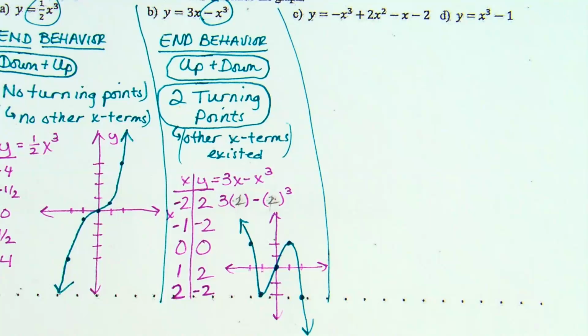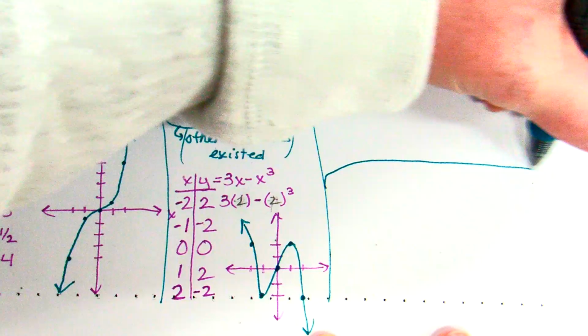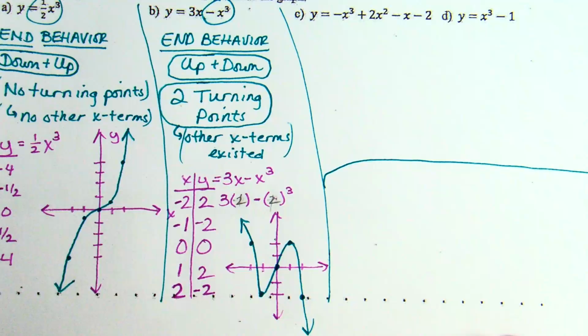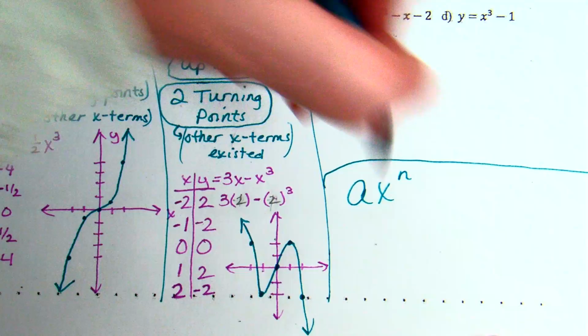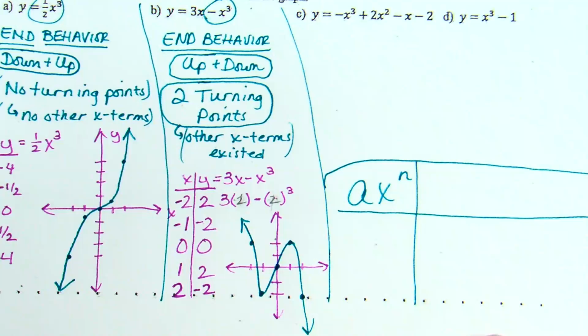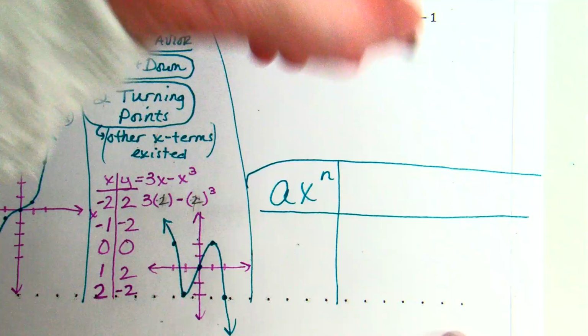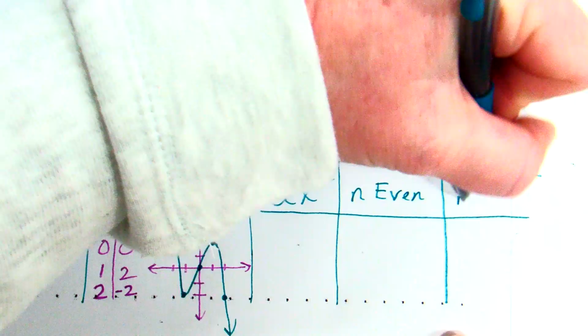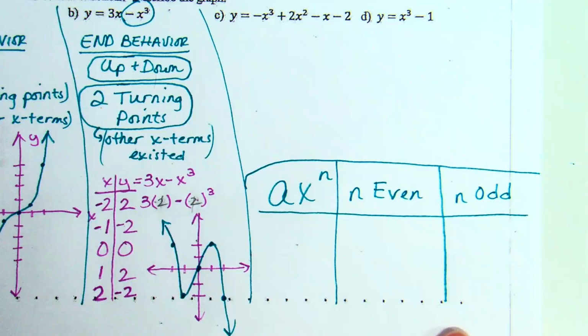My chart is going to have 2 more columns after that, one of which is what happens when N is even, another of which is what happens when N is odd. And then I'm going to add 2 rows down here. The first of which is what happens if A is positive. And then the other one is what happens if A is negative. So I'll give you a moment to get your chart set up so then we can talk about it.